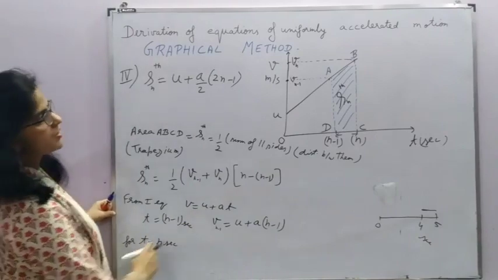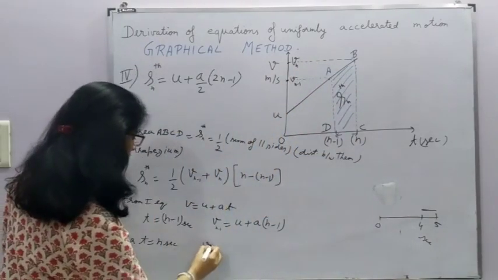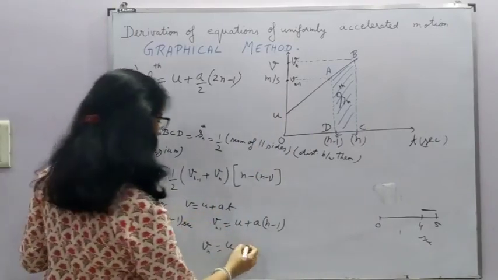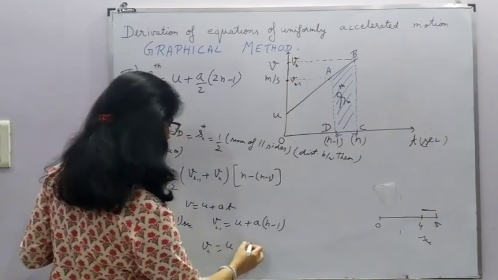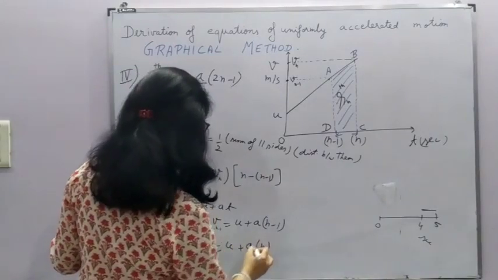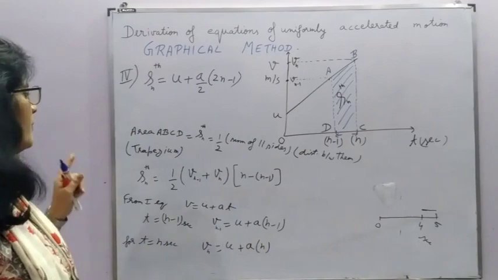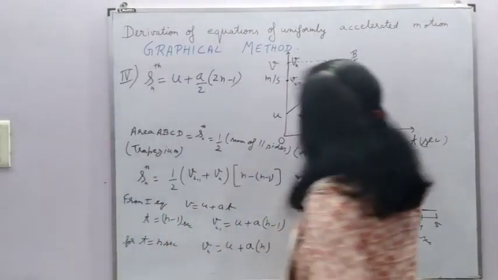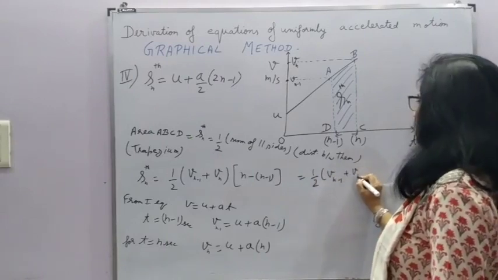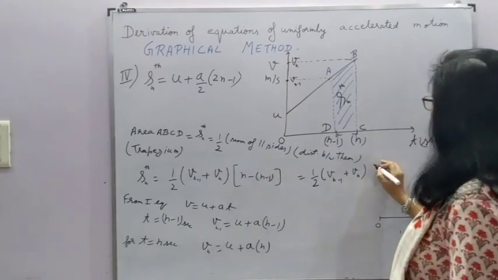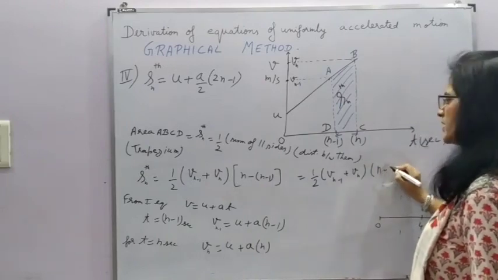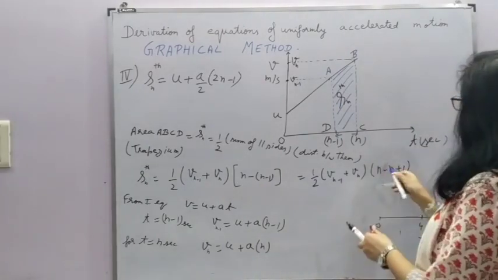So similarly for t is equal to n seconds, how much is the velocity? Vn. Initial velocity for the whole journey will remain the same, U. So this is U plus, for A, this is uniformly accelerated motion, so A will also remain same, and time here is n, right? From here, if we put the values in this equation, this can also be simplified here, half Vn minus 1 plus Vn. So n minus n plus 1 makes it 1.